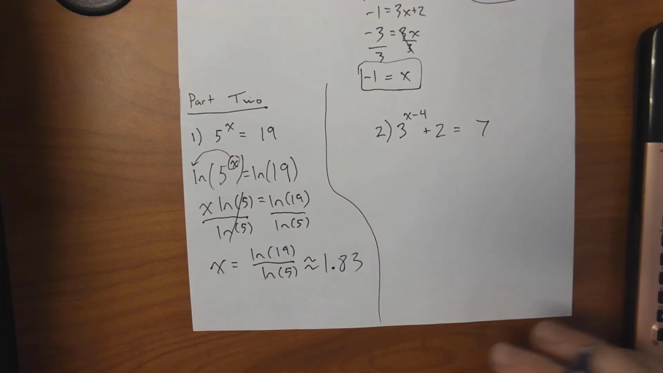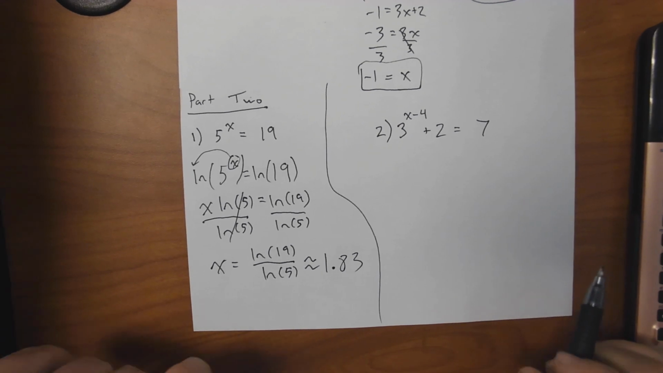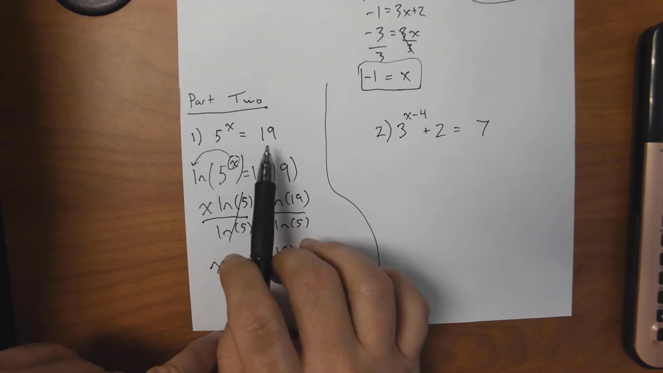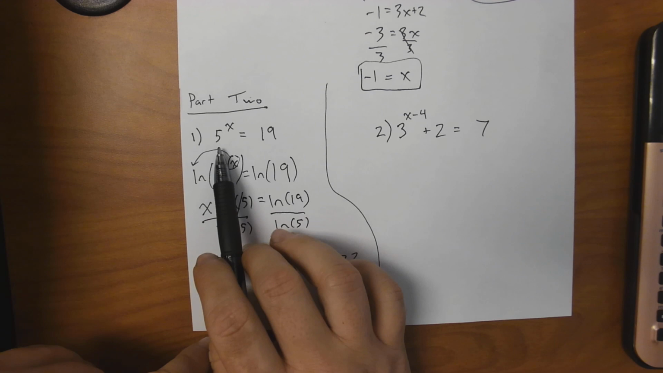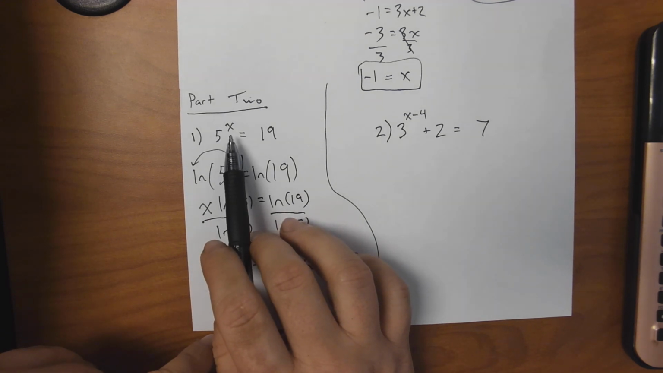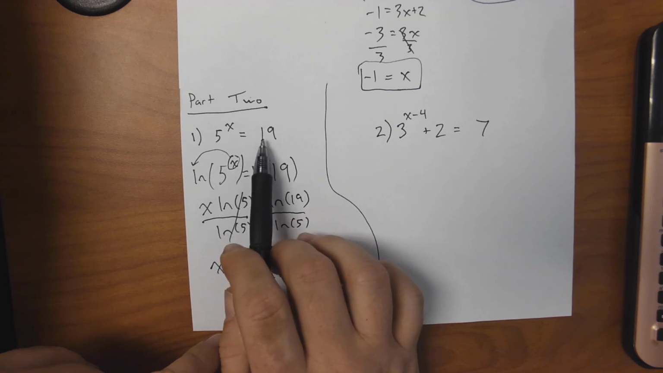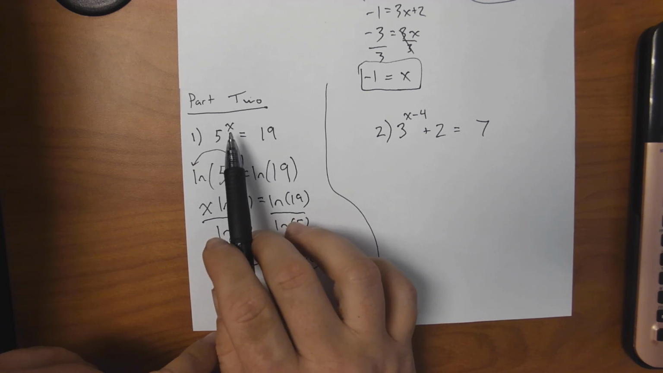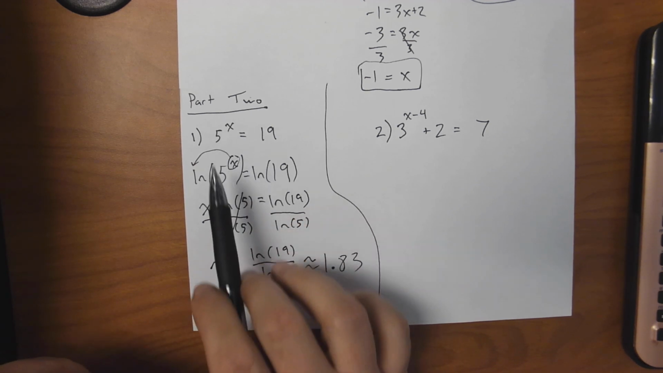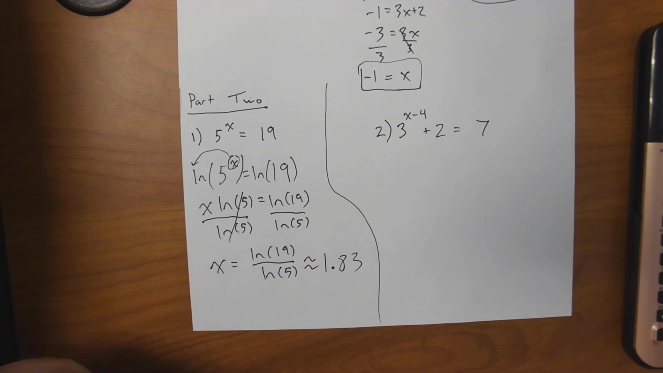Now let's look at that answer. Does that sound about right? We're trying to figure out 5 raised to what exponent equals 19. Well, 5 raised to the first power equals 5, which is too small. 5 squared is 25, which is too big. So I know this answer has to be somewhere in between 1 and 2. And there you have it, 1.83.